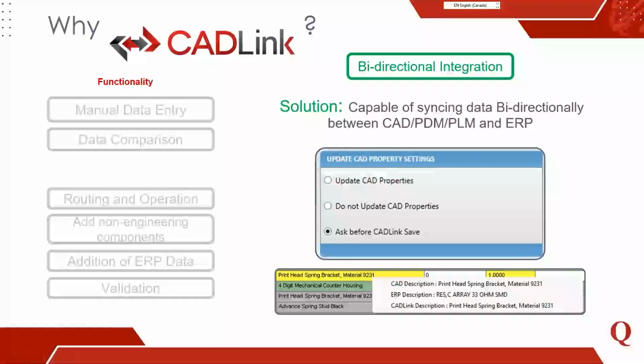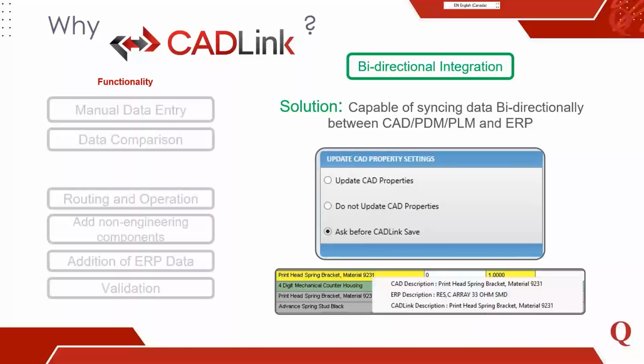So bidirectional functionality really ensures that the data is not only being updated in NetSuite, but the CAD data can also be updated if needed without having to go back to that design. So you don't need to have the model opened up again, dig through all the multi-levels to find the specific component that you're looking to update. You're able to view the discrepant data and simply write back to your CAD properties directly from within CADLink.